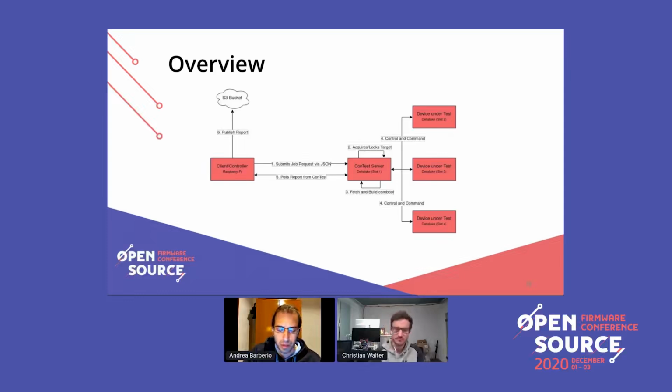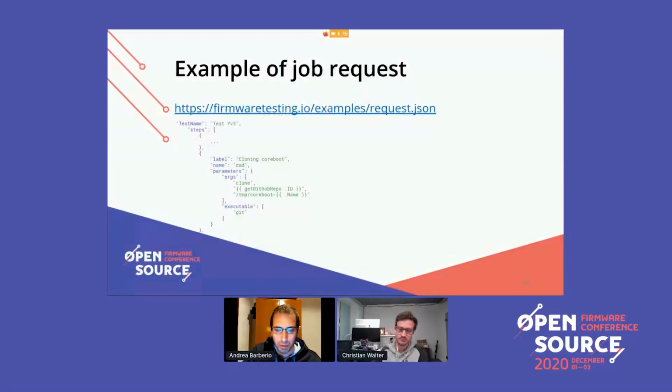And these results will be pushed to an S3 bucket, as Christian has mentioned earlier. Next, I want to show you an example of a job request. We said it's JSON. It could also be YAML, which is a more compact format. In this snippet, I'm showing only part of what you can specify in the request. Specifically, the syntax of one of the steps that you can run.